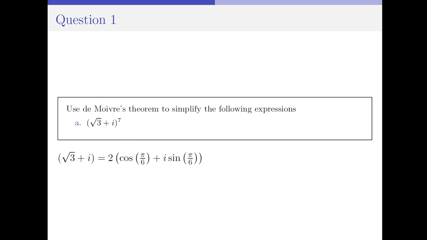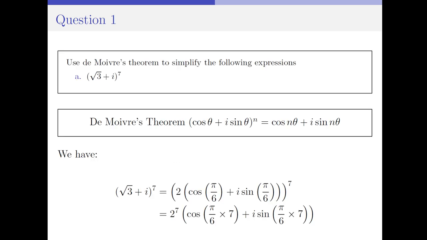Okay, so now what do we do? What we do now is we write this in the polar form. Remember, the polar form is just the size times the cosine of the angle plus i sine of the angle. So root 3 plus i is equal to 2 times cosine pi by 6 plus i sine pi by 6. Now, that would be us finished if we didn't have this power of 7 here, but we've still got a wee bit to go.